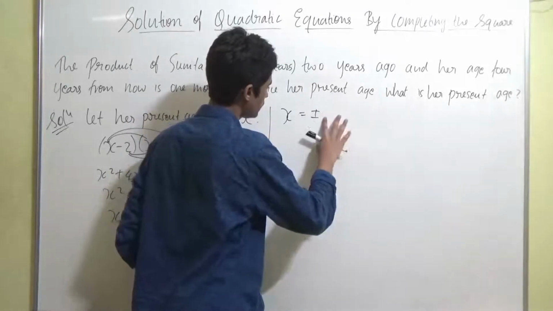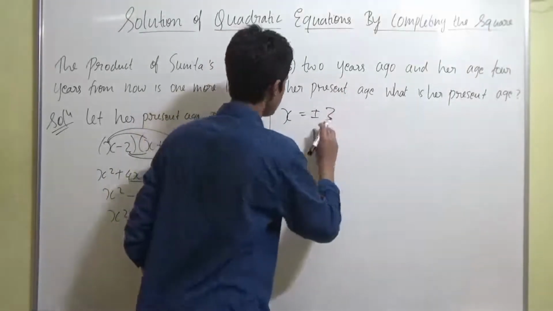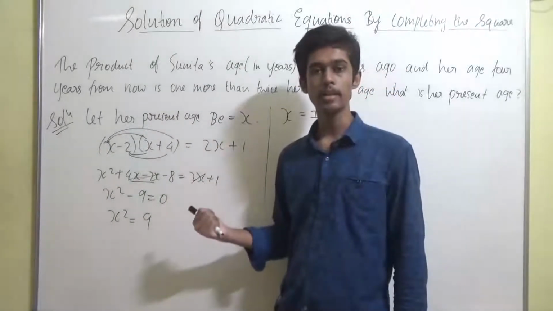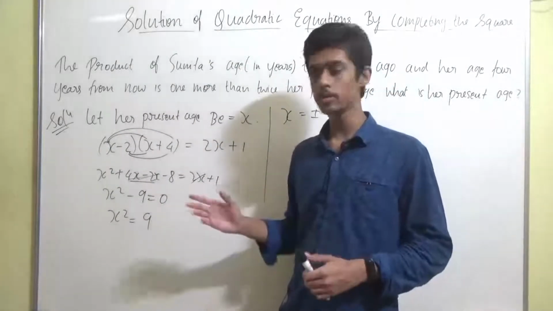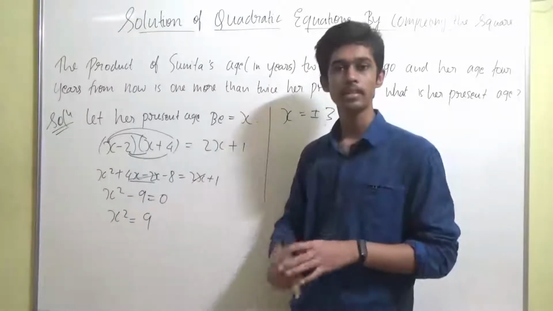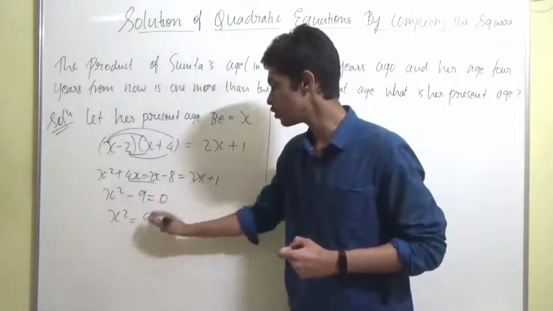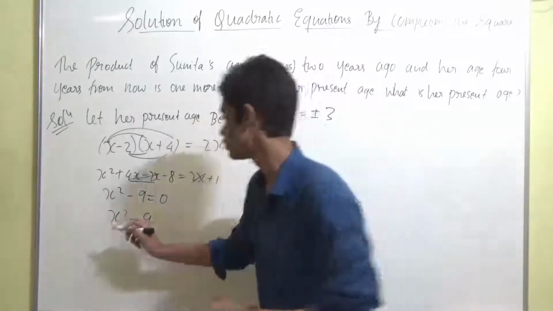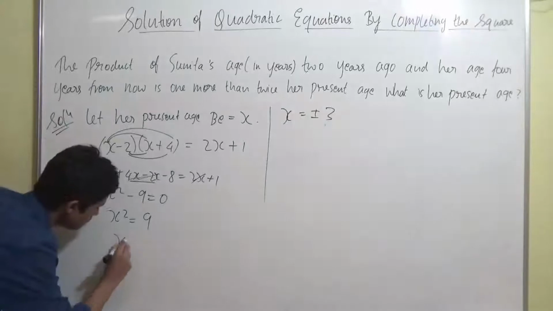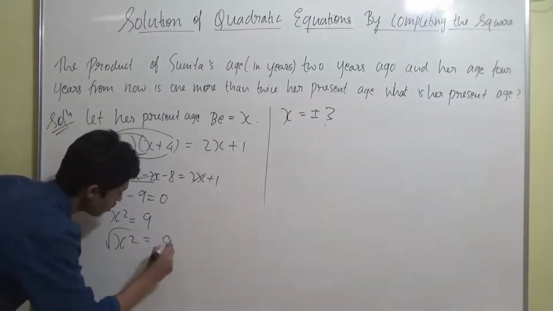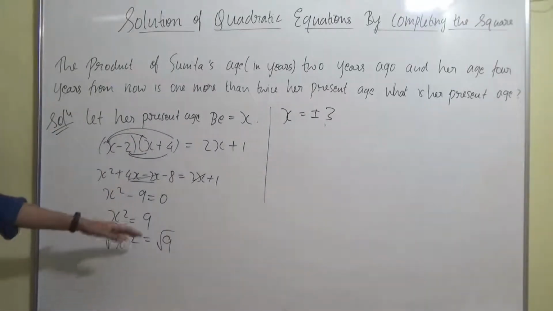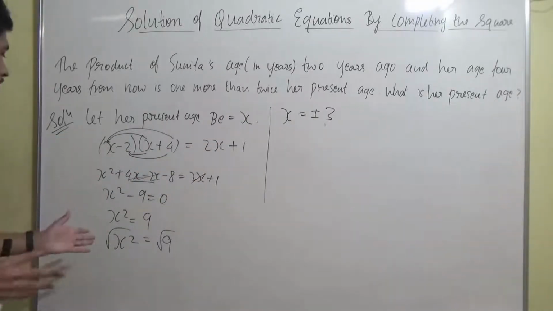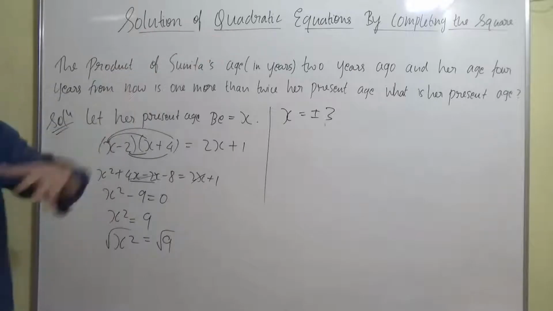If you see in this method, guys, we actually didn't do the splitting of the middle term and factorization method. We directly got it by just taking the root on both the sides. We took the root of x square, and on 9 also we took the root. When we took the root on both the sides, we got x equal to plus or minus 3. So we just took the root and got the answer for x. That is called the completing the square method.